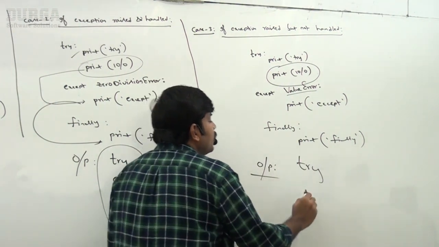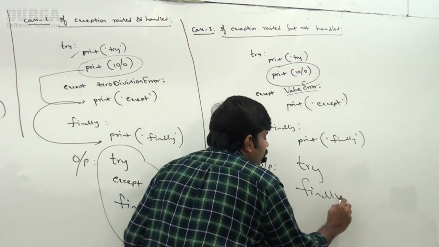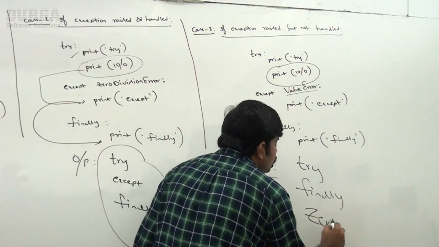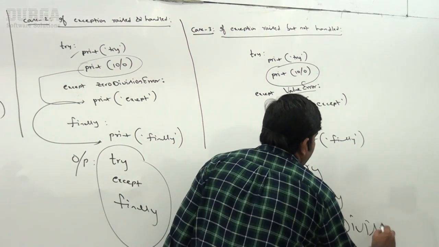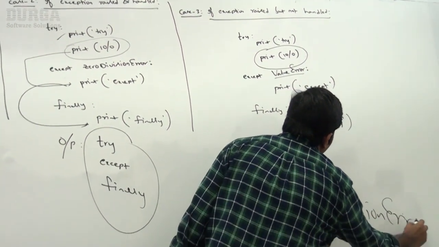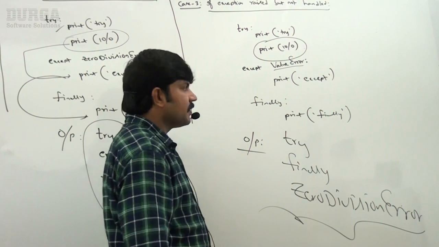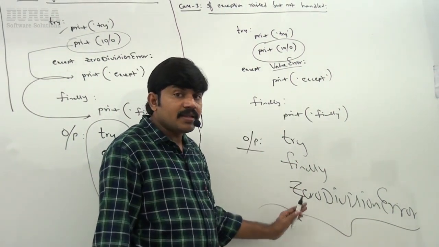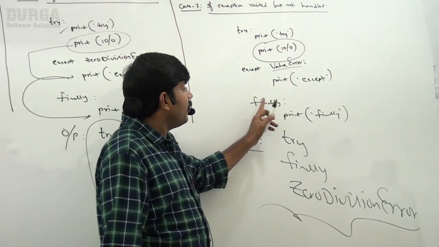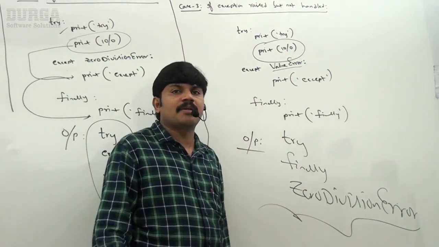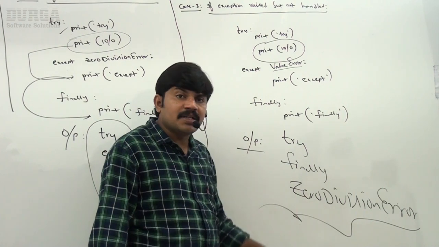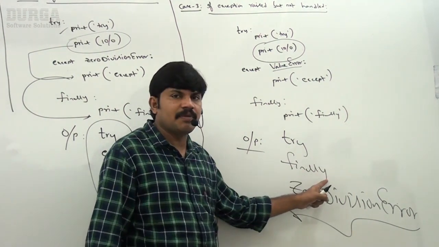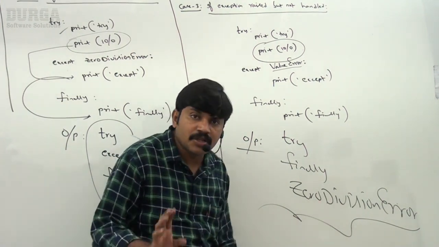Remember this one. So try followed by finally, and then abnormal termination; the zero division error will be raised by default. Does everyone understand? What is the specialty of the finally block? Even in the case of abnormal termination, the finally block will be executed. First the finally block, and then abnormal termination happens.